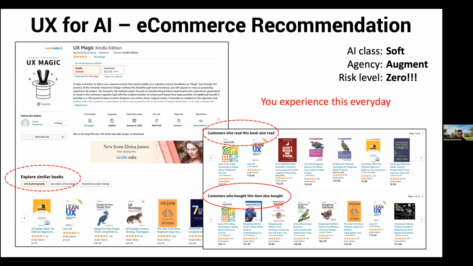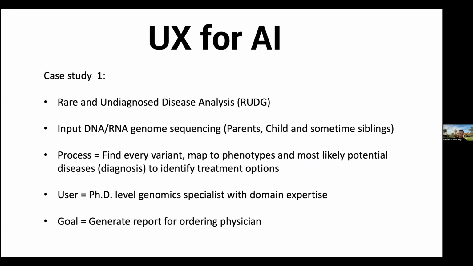And of course, you're surrounded by this all the time. But I'm going to show you the extreme version of this. Case study 1, rare and undiagnosed disease analysis. The input to this activity is the DNA and RNA whole genome sequencing of usually parents and a child. You're most interested in the child and sometimes the siblings.